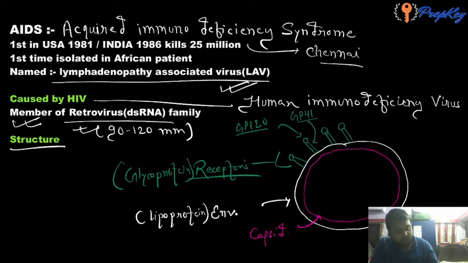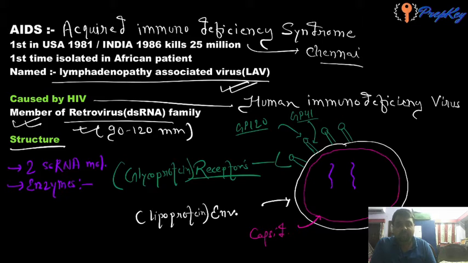Now, what else do they have? They have two single-stranded RNA molecules, and they have some enzymes. They have basically three types of enzymes. First one is reverse transcriptase, two molecules of reverse transcriptase. I am writing it in short.